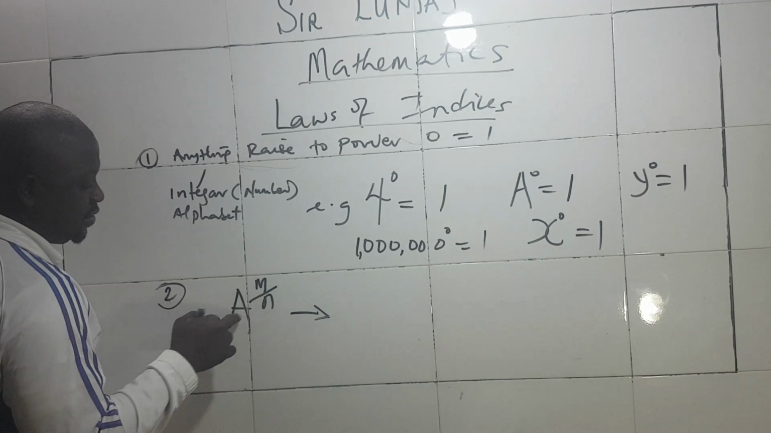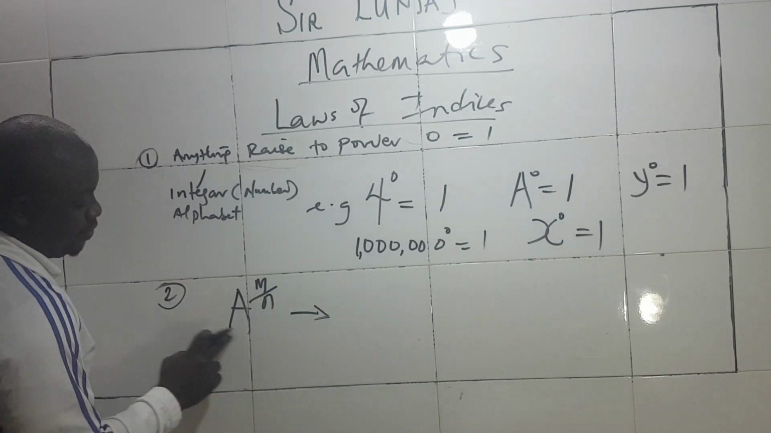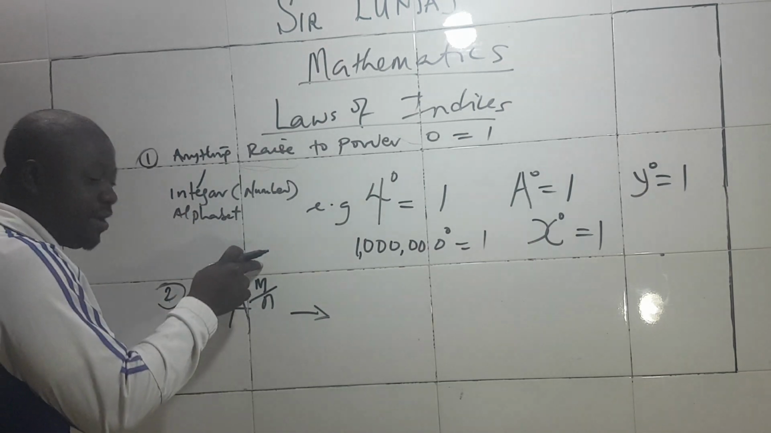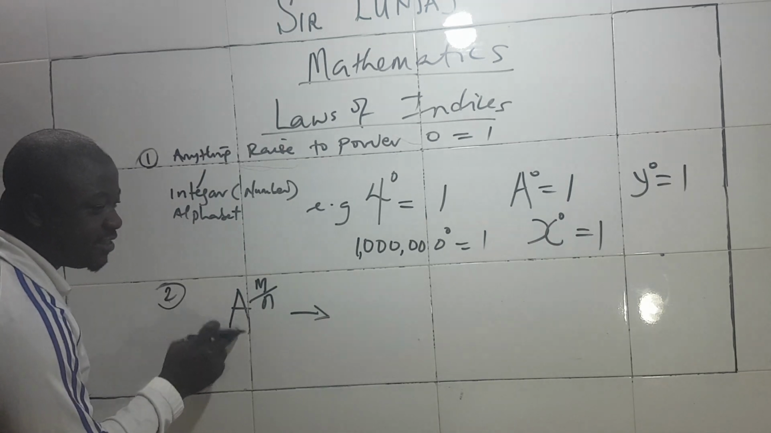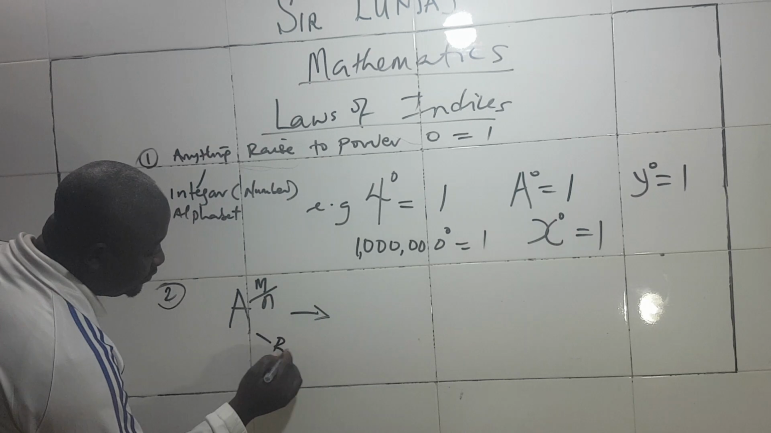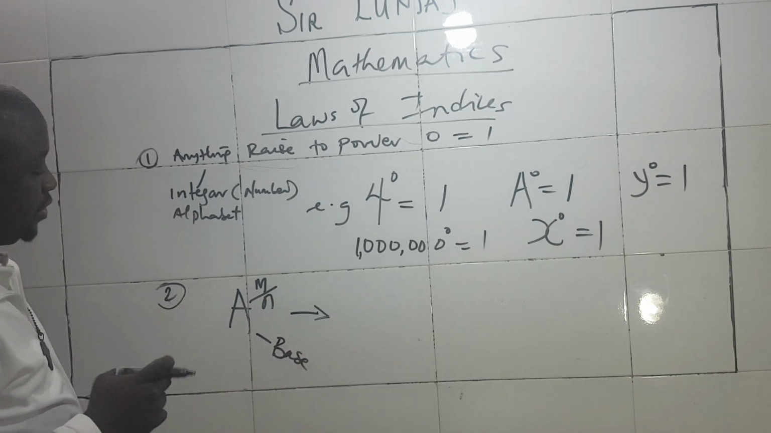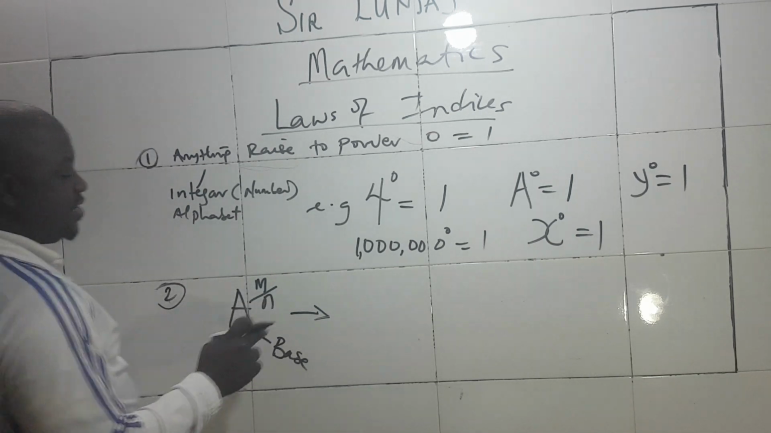To solve this, and meanwhile, I forgot to tell you this. When you see a number or alphabet carrying a power, that number or alphabet that is carrying that power is called a base, under our laws of indices. So if I have a raised to power m over n, the rule says what?